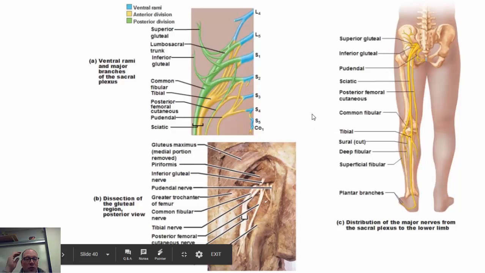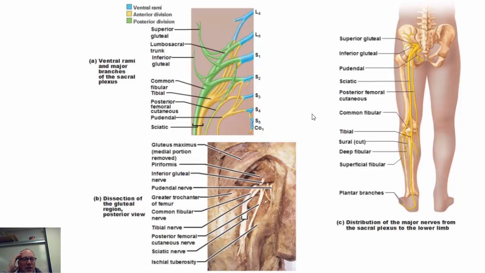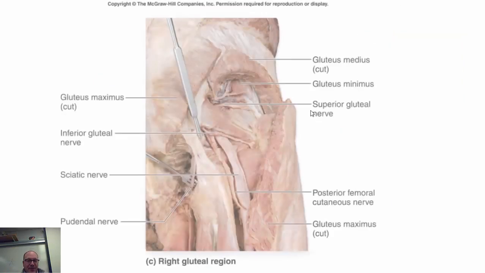And the sciatic nerve is huge. It might be about as big as your thumb or perhaps your ring finger in terms of diameter. It's a huge, huge nerve. And when you dissect out the gluteal region carefully, you can't miss it.